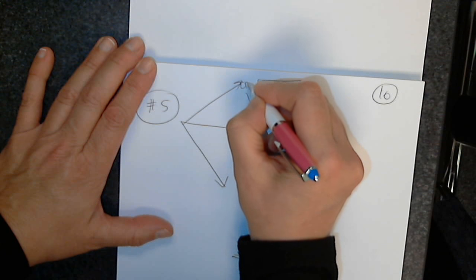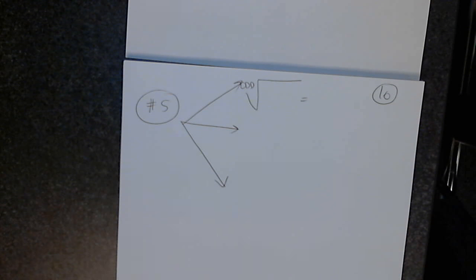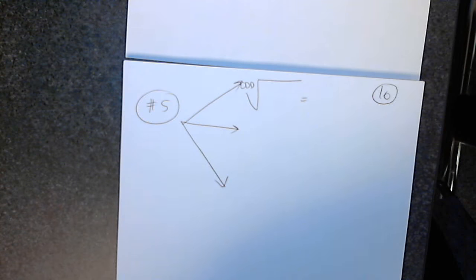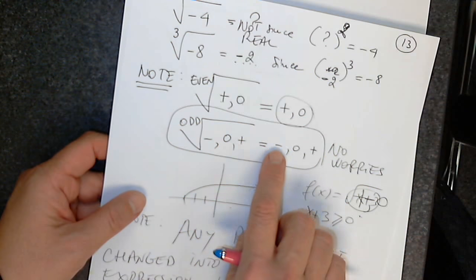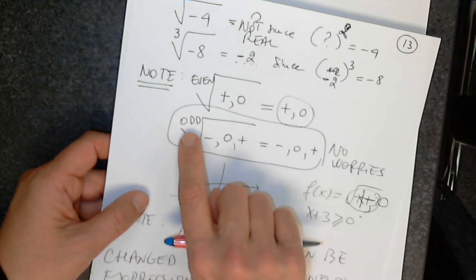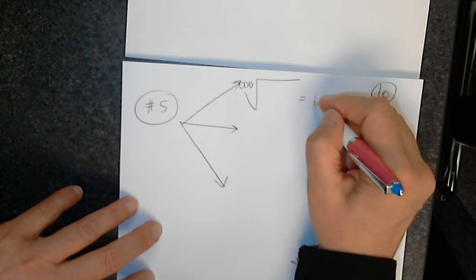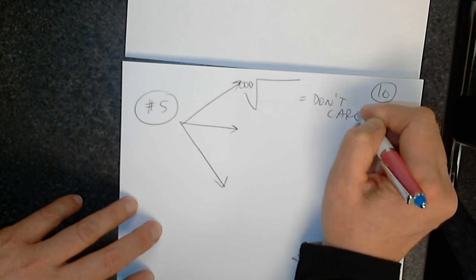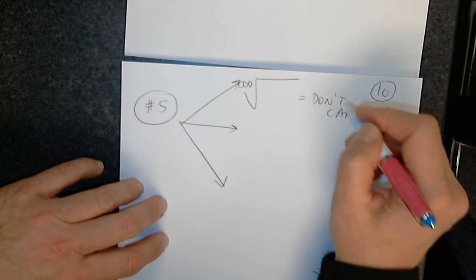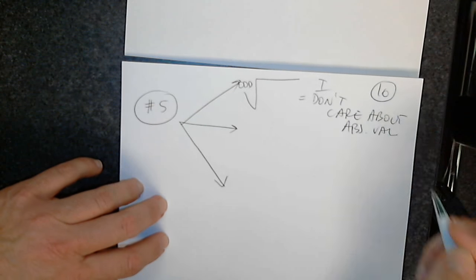If the index is odd, do I need the absolute value in the answer? Will I ever think of using the absolute value in the answer? Don't answer yet. Let me refresh your memory. Will I ever care to use the absolute value in the answer if the index is odd? No. Excellent. So I will say, don't care about absolute value. There is no need.